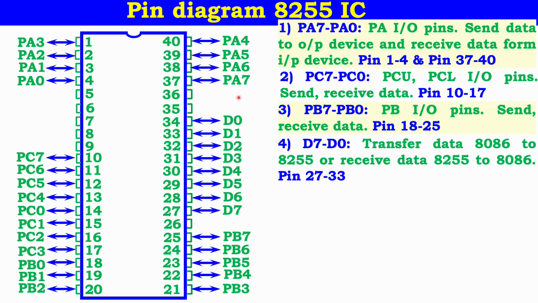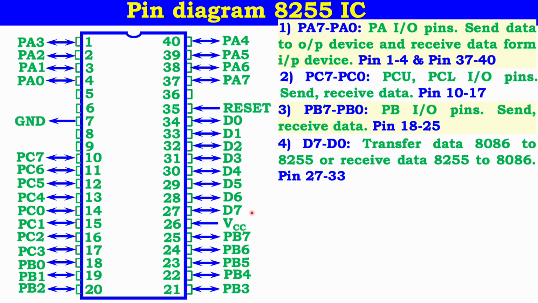Now the data. What is the data? It is bidirectional, D7 to D0. These data pins are used to transfer data between the 8086 and our 8255 PPI, and to receive data from the 8255 to the 8086. These are pin numbers 27 to 34, where all 8 bits, D0 to D7, are connected.